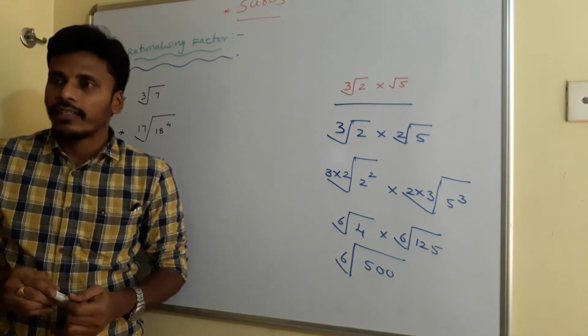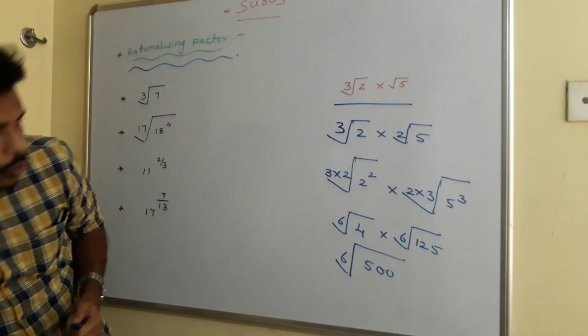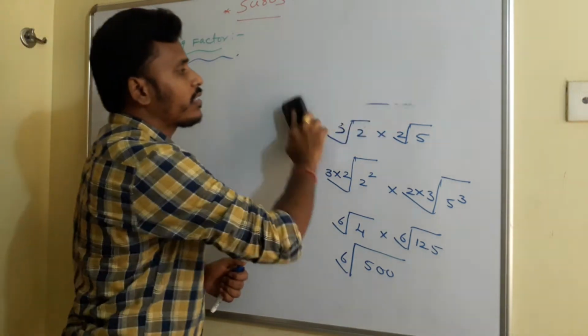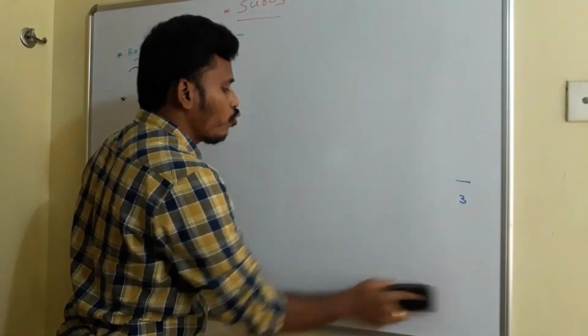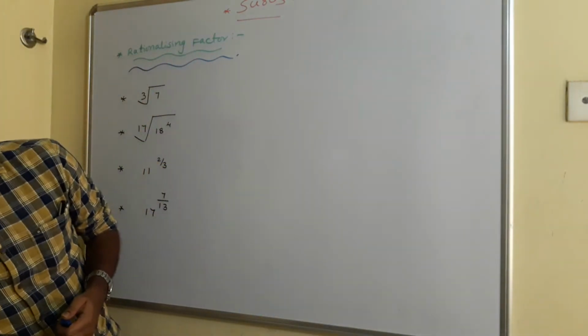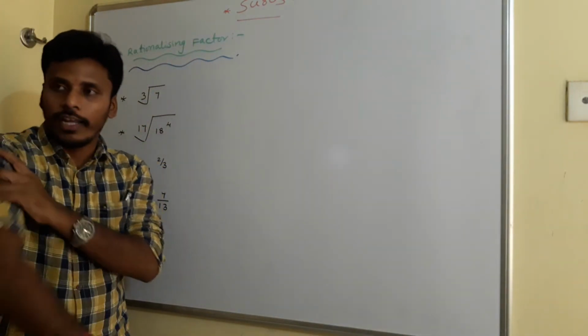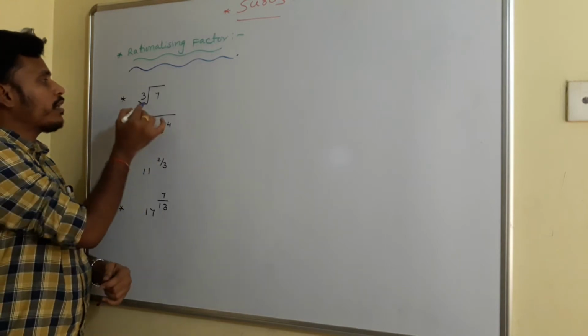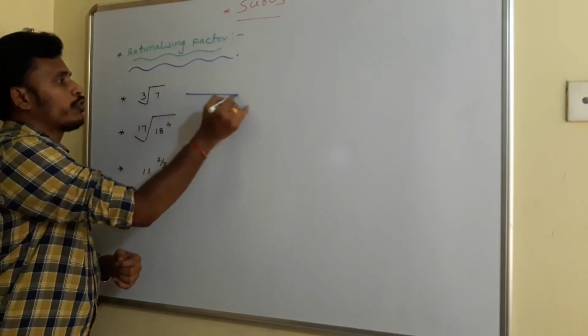See, what is the rationalizing factor? As I mentioned in the last class, rationalizing factor means product of two numbers. If the result is a rational number, then those two are mentioned as the rationalizing factors of one another. So, one number is given here, it is cube root 7, right?